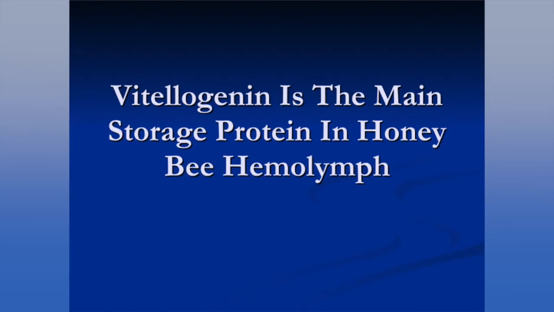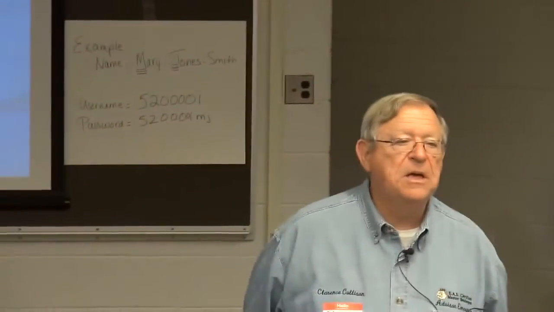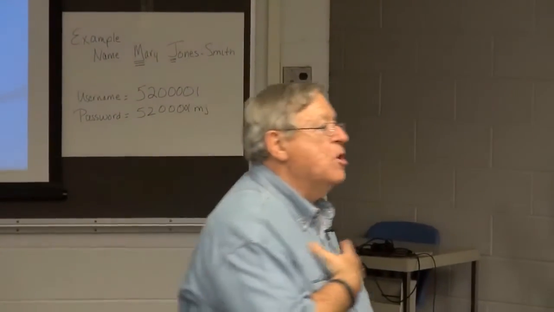Vitellogenin is the main storage protein in honeybee hemolymph. I didn't talk about it last time. I skipped over it because we were running out of time. Vitellogenin is produced by the fat bodies of the bee. It's stored protein in their bodies in the form of fat bodies. I got a lot of stored, okay?